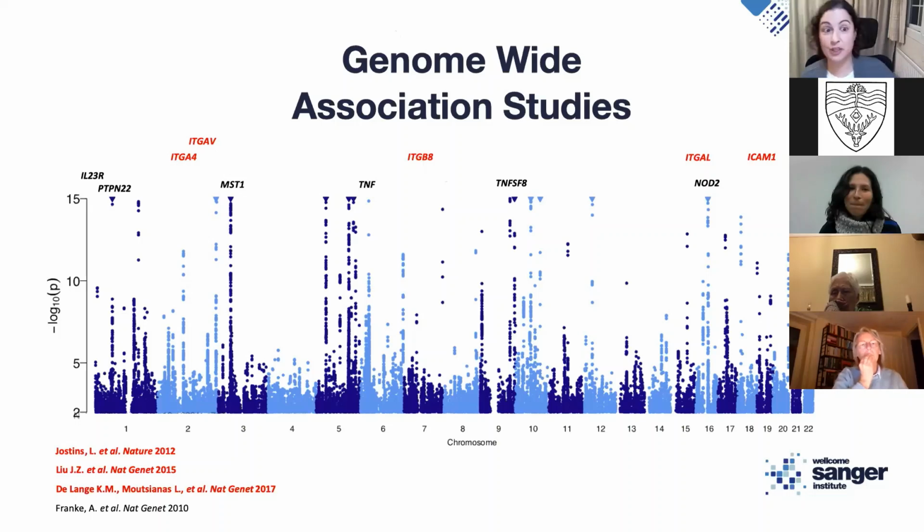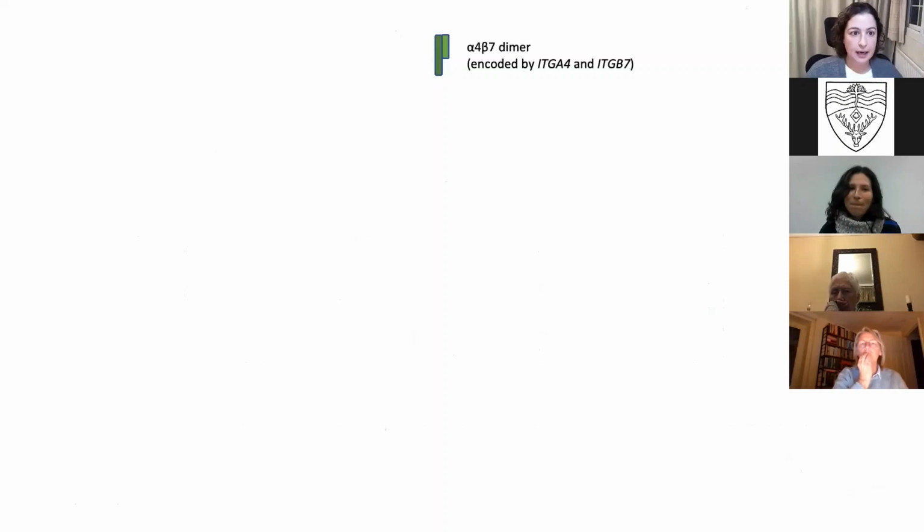And I'm going to explain to you why integrins are relevant for inflammatory bowel disease. So integrins code for proteins that need to work together into what we call dimers. So in this case, ITGA4, which is, I hope you remember, one of the genes I was showing before, codes for a protein, ITGB7 codes for another one, and they together form what we call the alpha 4 beta 7 dimer.